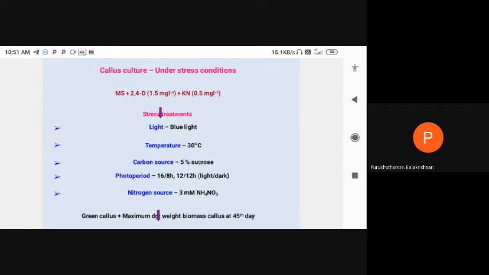And nitrogen sources: 1 millimolar ammonium nitrate, 2 millimolar ammonium nitrate, 3 millimolar ammonium nitrate, 4 millimolar ammonium nitrate. We found that 3 millimolar had the highest gymnemic acid synthesis. So from the studies, we determined that the green color callus and the maximum dry weight biomass at 45 days have the potential for the production of gymnemic acid. This paper is already published in reputed journals, such as Phytomedicine.